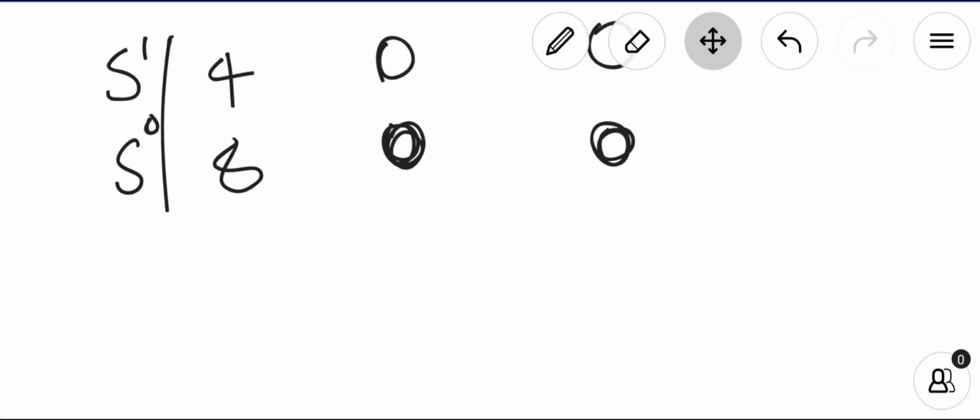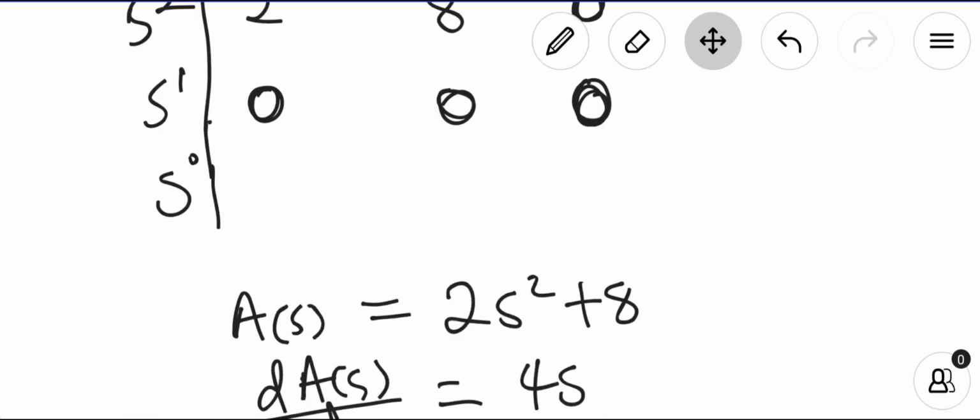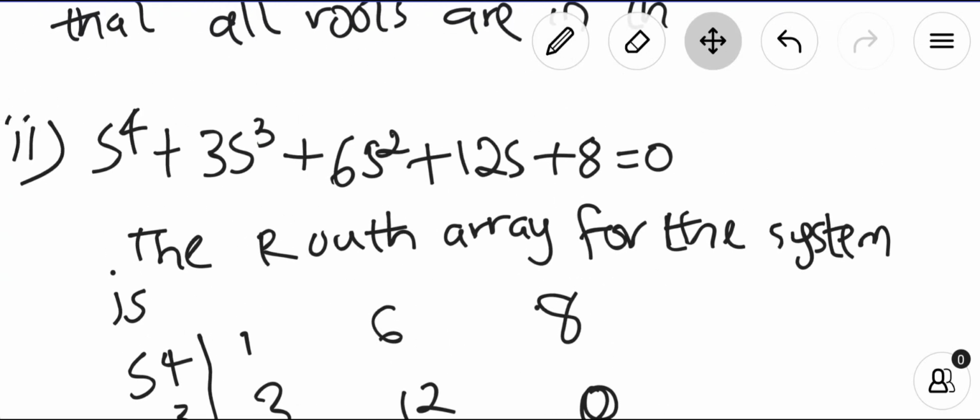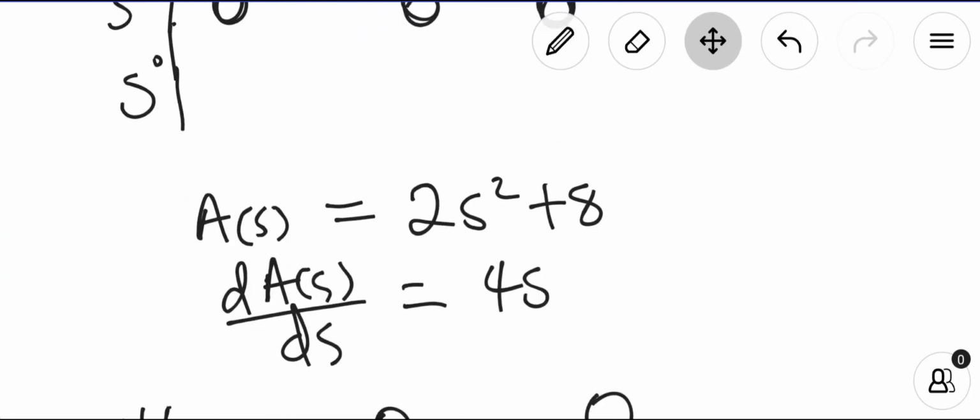So this shows that the system is stable since there is no sign change, or there is no negative sign in the first column of the Routh array, and all the coefficients of S are present and positive. And this also implies that all the roots are in the left half S plane also.